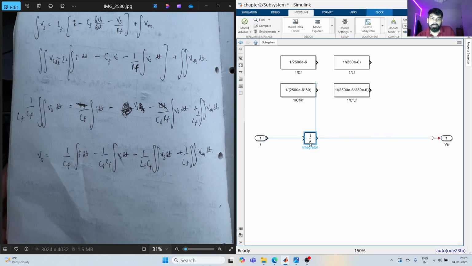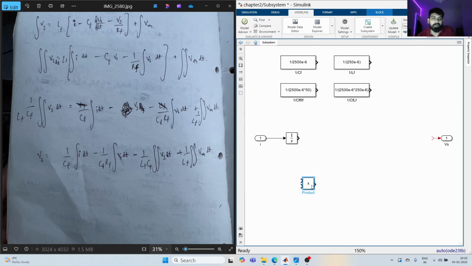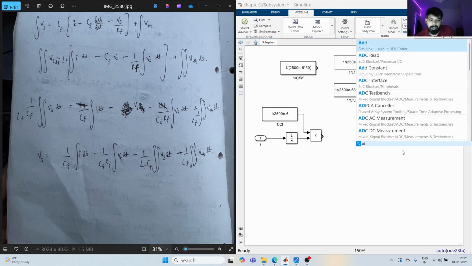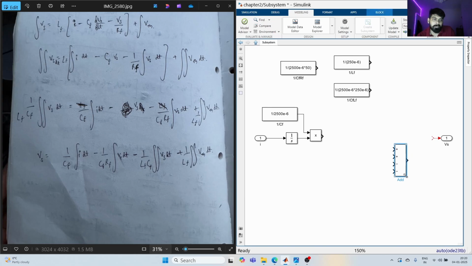So integrator, so the first one is integral of I multiplied by 1 by CF. So let's take product. Oh, you can take the gain blocks as well. These could be gain blocks, and just put them here. I took the constant, so let's just leave it there. So 1 by CF into integral of I multiplied, and then let's take an add block here and put 2 as positive, 2 as negative, right? You can see this 2 positive and 2 negative.